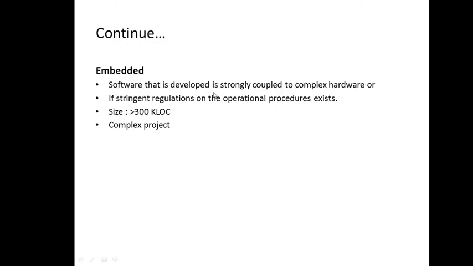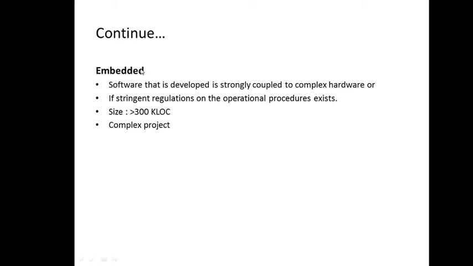The third one is the embedded category. First of all, this is the most complex one. The size is greater than 300 KLOC. Ultimately the size of the software will be more. But what is embedded? Embedded is something which is strongly coupled to complex hardware. Everyone knows embedded systems, like in washing machines or any other digital equipment, you'll find we have an embedded system. Stringent regulations on the operational procedure exist, so operation is also a bit complex.